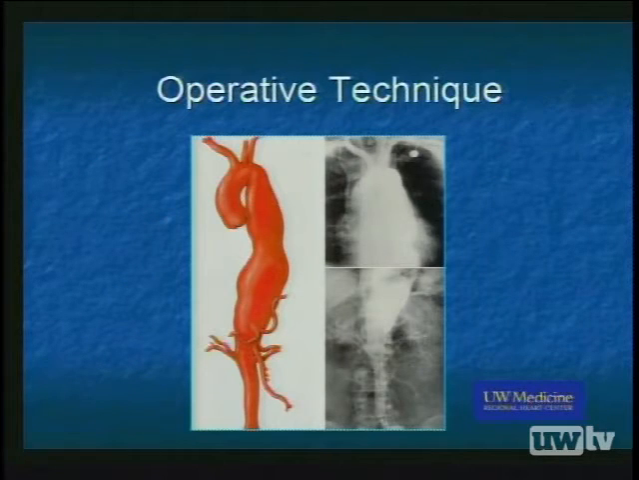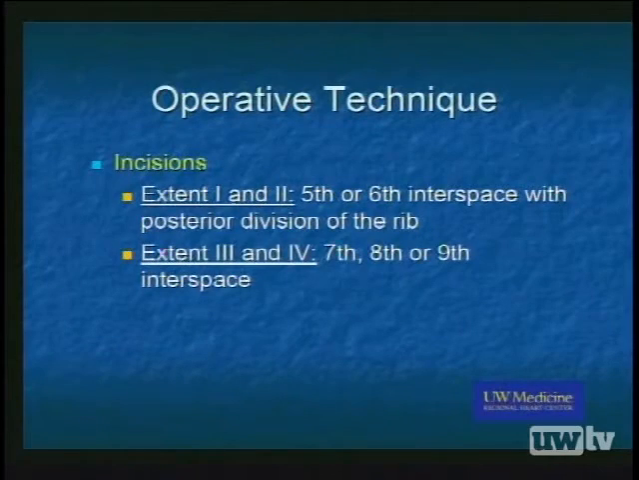Well, how do we fix these aneurysms now? Obviously, if you have aneurysms that are starting at radically different lengths of thoracic aorta and with extension down into the abdominal aorta to various extents, your incision is going to have to vary. And planning your incision is absolutely paramount to a successful and smooth operation. For extent 1 and 2 operations, that are aneurysms rather, that start up at the level of the left subclavian artery, a 5th or 6th rib interspace with posterior division of the underlying rib is appropriate, and I'll show you precisely what that looks like.